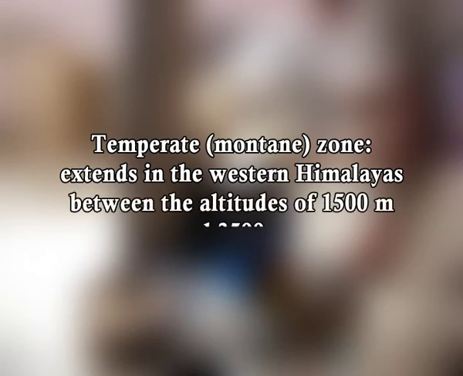Number 2, temperate montane zone. This zone extends in the western Himalayas between the altitudes of 1500 meter and 3500 meter. The climate is wet between the altitudes 1500 and 1800 meter and is drier at higher altitude. The vegetation consists of wet forests, Himalayan moist and Himalayan dry temperate forests.